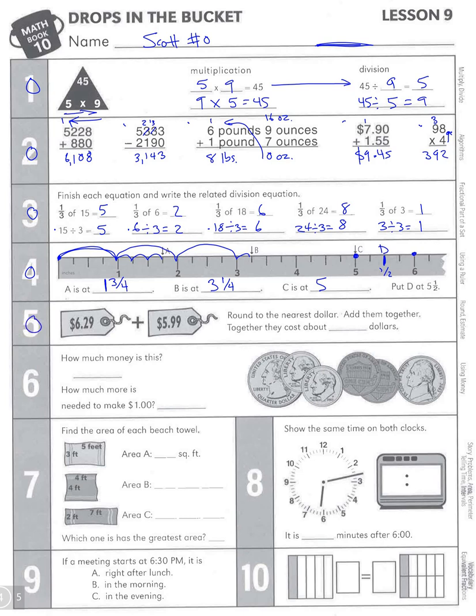All right, number 5, $6.29 plus $5.99. It says to round to the nearest dollar. So $6.29. So we're rounding between $6 and $7. And if this was our 50, 29 would be down here somewhere. So this rounds to 6.